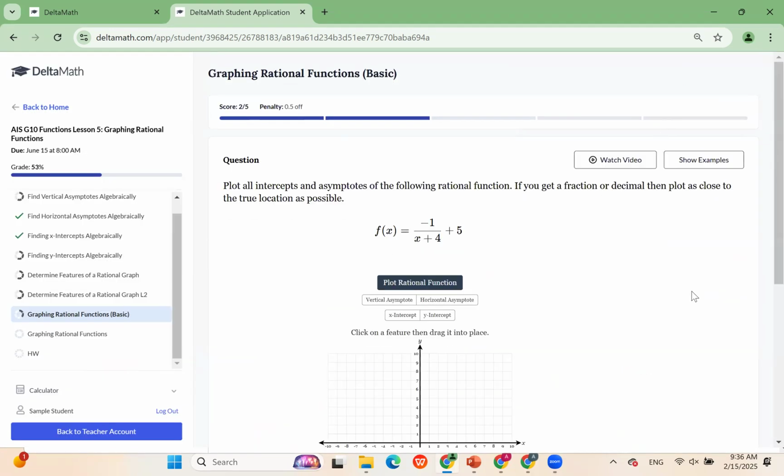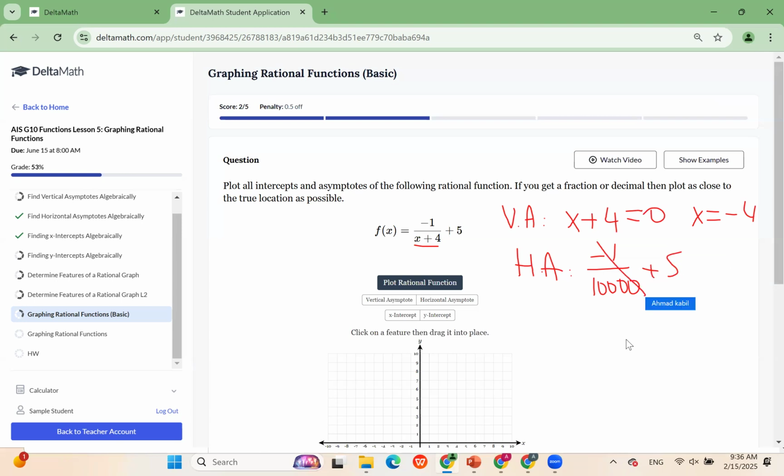Let's try a third problem. With the vertical asymptote, we want the denominator to be 0. So x plus 4 equals 0. x equals -4. For the horizontal asymptote, I'm just going to plot everything at the end. So for the horizontal asymptote, we put x as a large number, -1 over 1 million, or whatever, plus 5. So this is 0. So y equals 5.